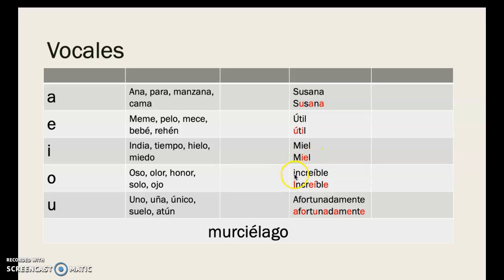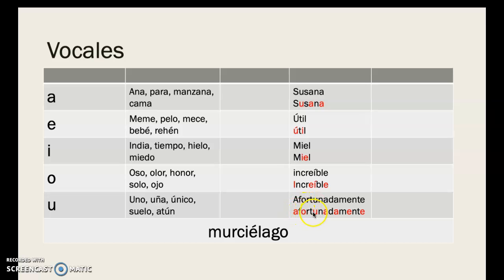The following word, I, E, I, E. And now you add, in this case, the consonants, and you will have increíble. If you notice, all the letters are pronounced. This is a longer word. I just did it because it's a long word.